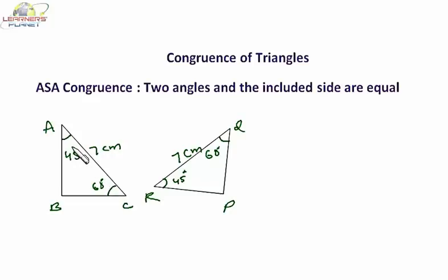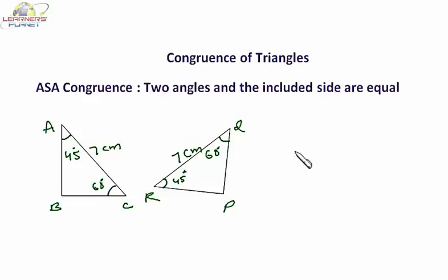In this case it is 45, 60, the angles, and the length of the line segment is 7 centimeter, and the same is in this case. So we can call these two triangles congruent.